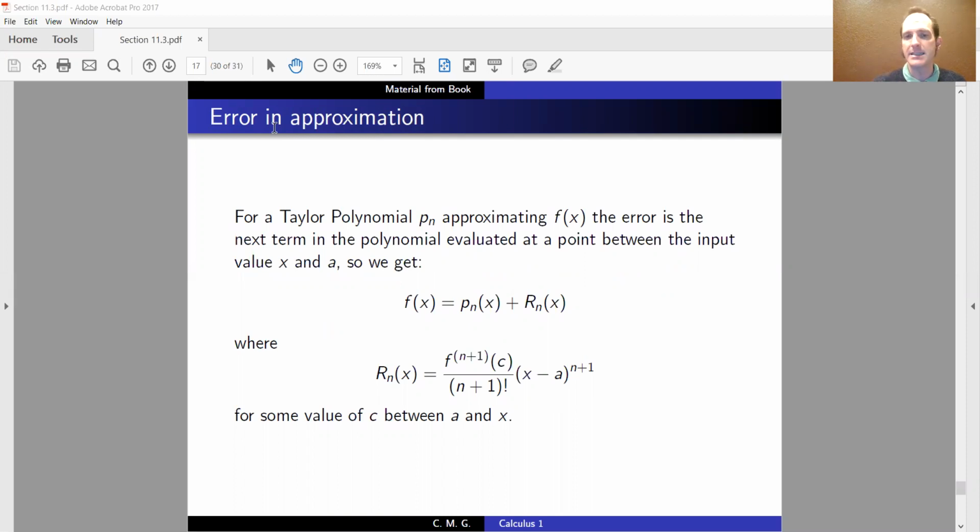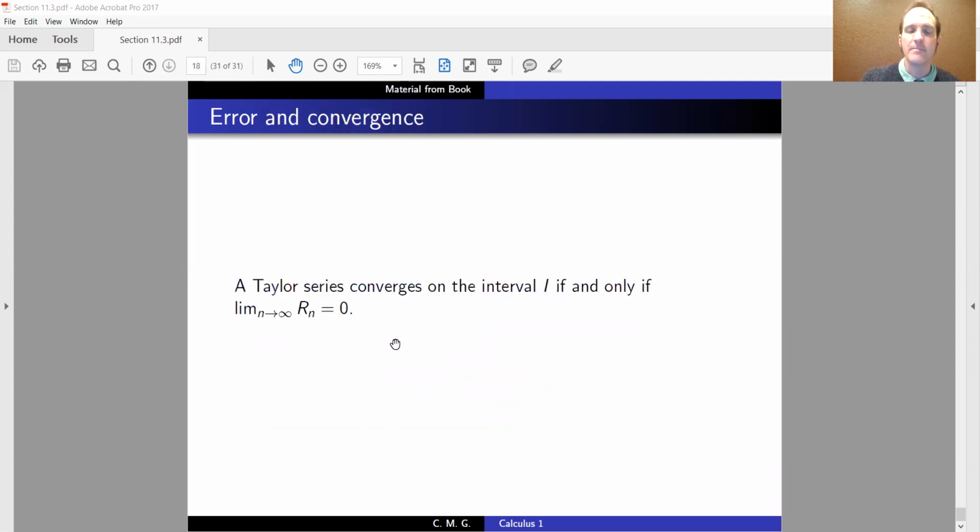Well, what's really nice here is if I know something about the derivatives. If all of the derivatives are things like sine and cosine, the derivative is not going to be any bigger than 1. So I can bound that thing above by 1 and say, hey, that derivative at c, whatever it is, is no bigger than 1. Then this remainder will be less than or equal to 1 over (n plus 1) factorial times x minus a to the n plus 1. And so I know how close I'm going to be in that situation.